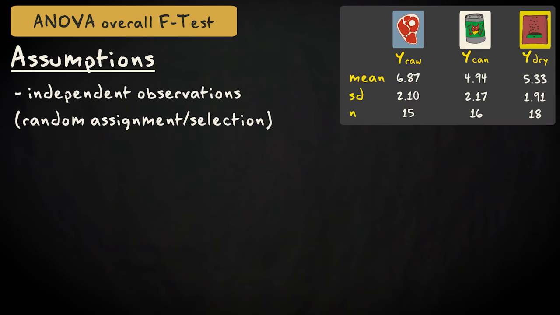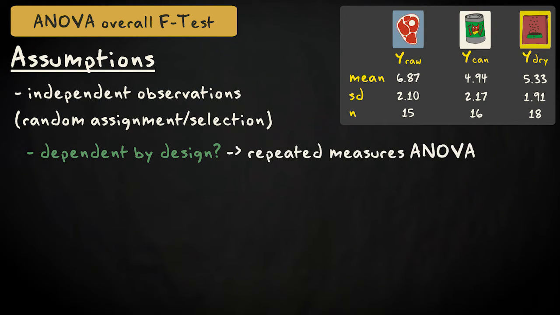First of all, the observations should be independent of each other. Random selection, or random assignment in experiments, should take care of this. If the observations are dependent by design, for instance with repeated measurements of the same participants or paired participants, you should use repeated measures analysis of variance, which we won't go into here. In our example, we'll assume cats were randomly assigned to the conditions.